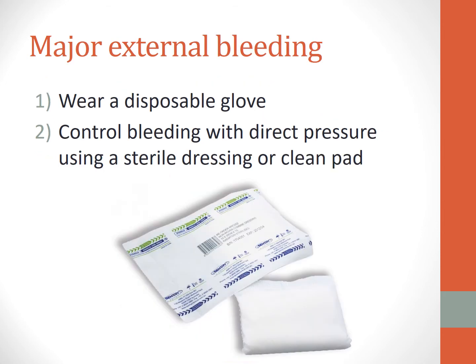Now, major external bleeding, that means lots of blood loss that you can see. Again, step one is always to wear a disposable glove. Then step two is similar. You control bleeding by adding direct pressure using a sterile dressing, a sterile gauze, or a clean pad.